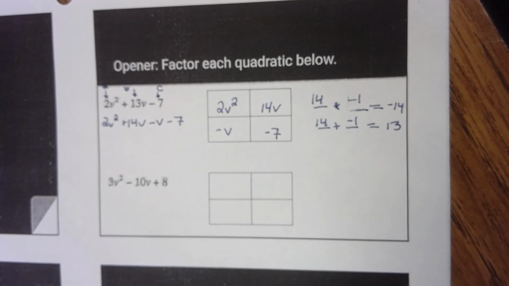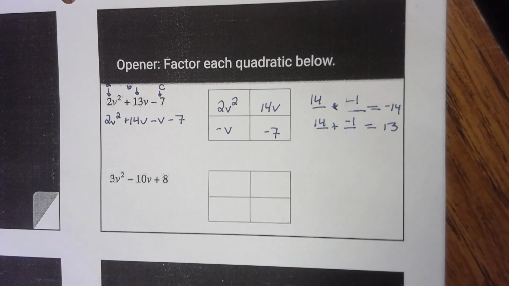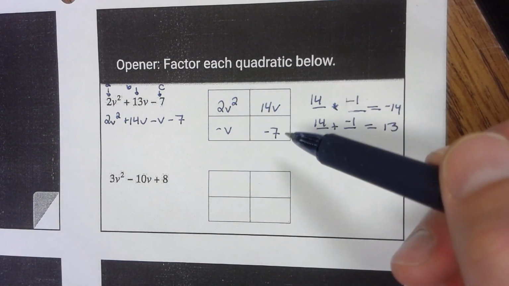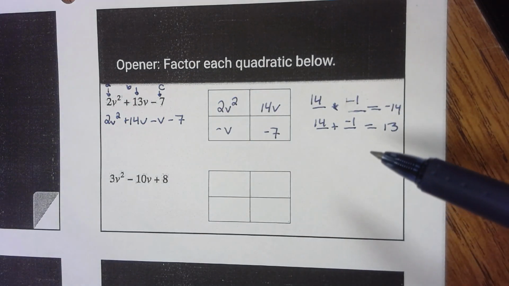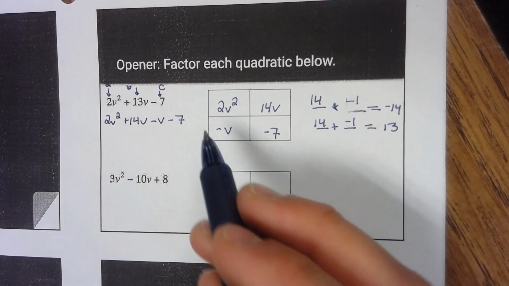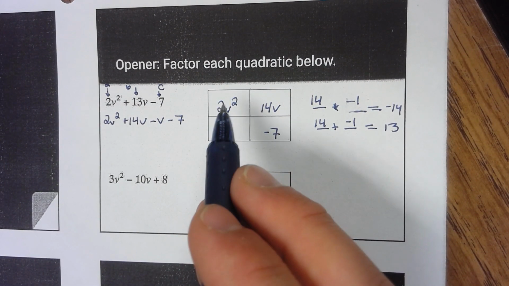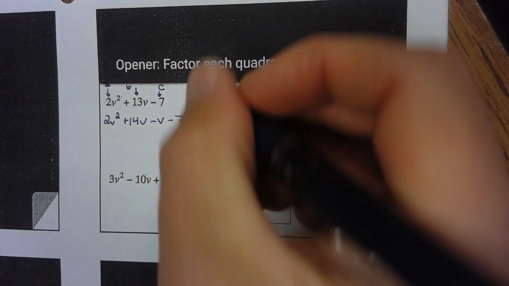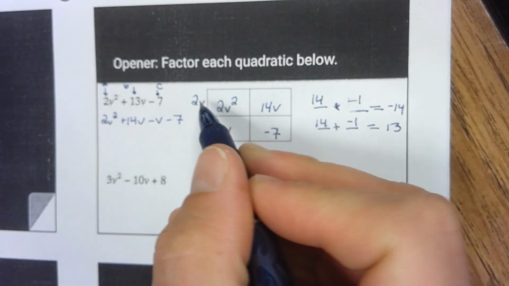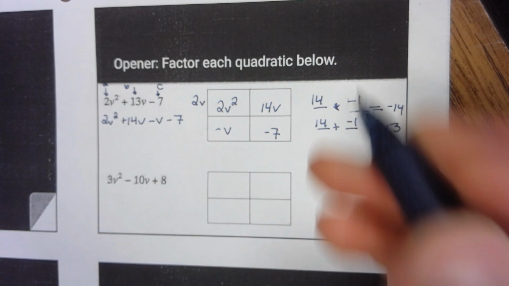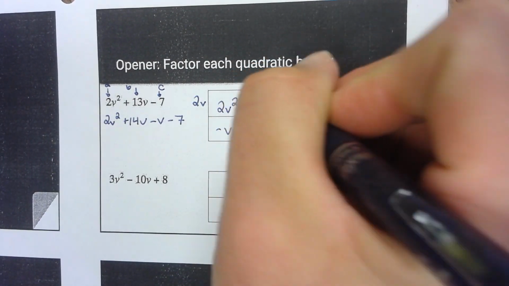How you find the outsides is completely up to you. The first way I explained it was thinking about greatest common factors in each column and each row. I actually think it's a little bit easier to think about this in terms of multiplication. I'm really starting with how can I get 2V squared? Like a lot of examples we've covered, there's only one way to do that, by multiplying a 2V times a 1V. I need to put the 2V on the side so that it can multiply to get 14V. That way I can take 2V times a positive 7 to get 14V.